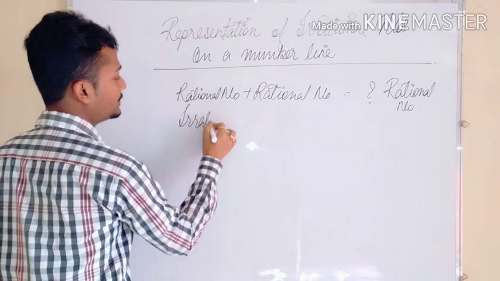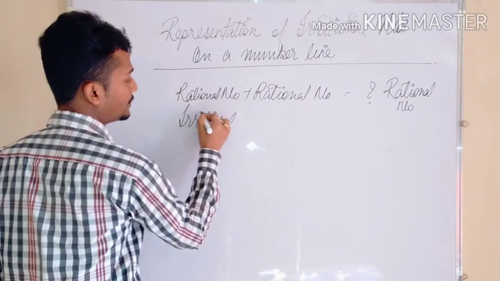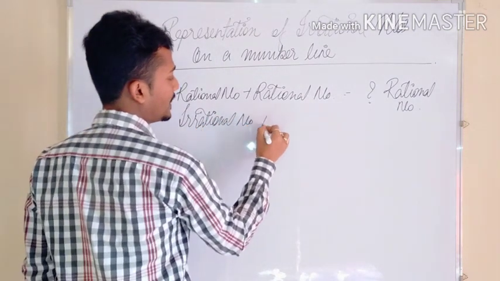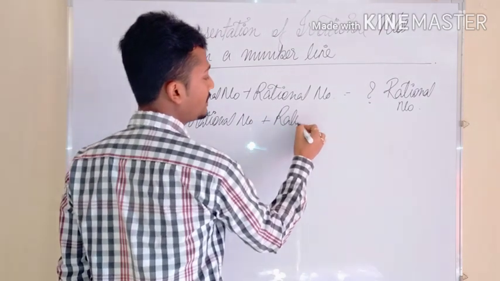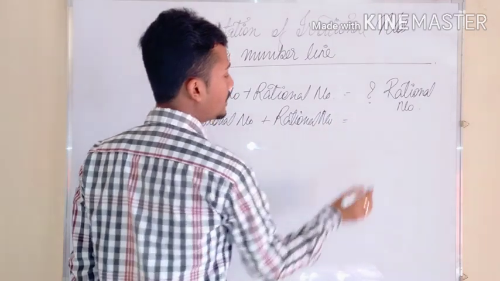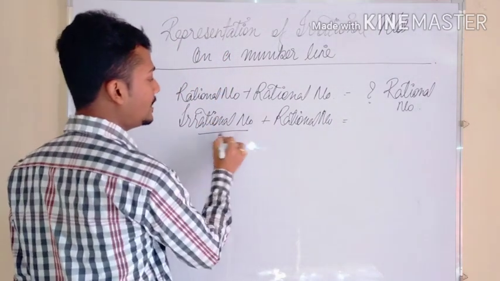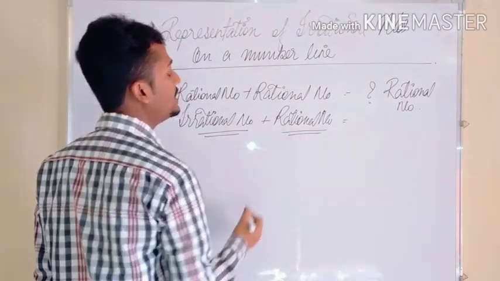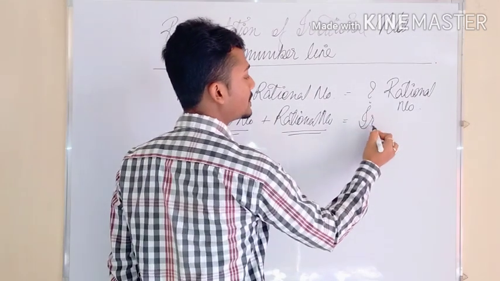Irrational number plus rational number is equal to what? Irrational plus rational will be equal to an irrational number.